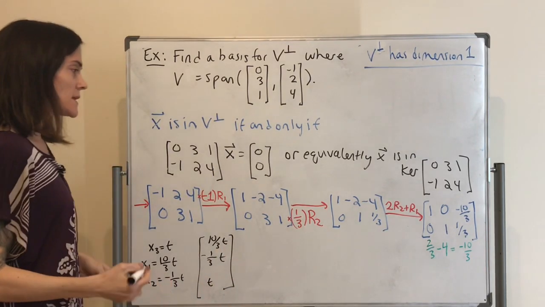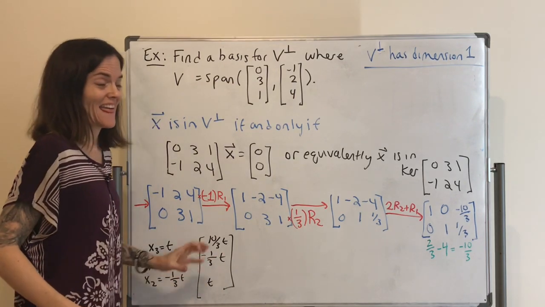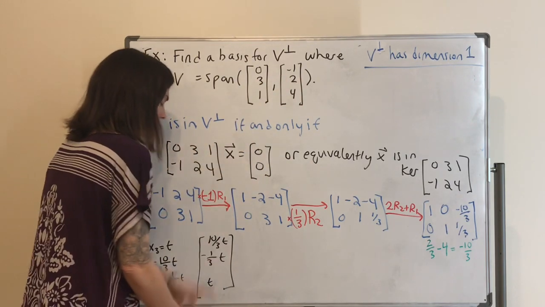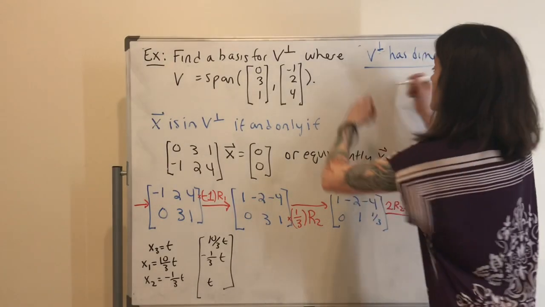Now I can use this to get a basis. I just need one of these that's not 0, because this is one dimensional, and you see I had only one free variable. I'll write it up here.